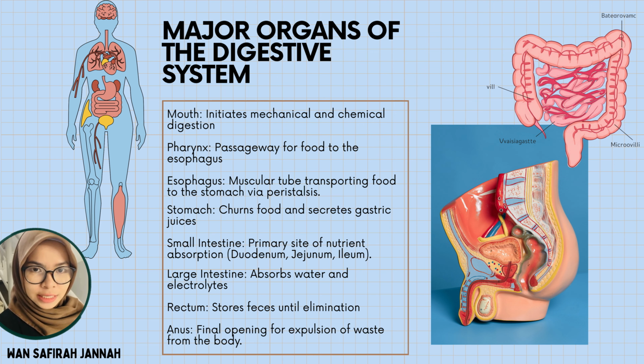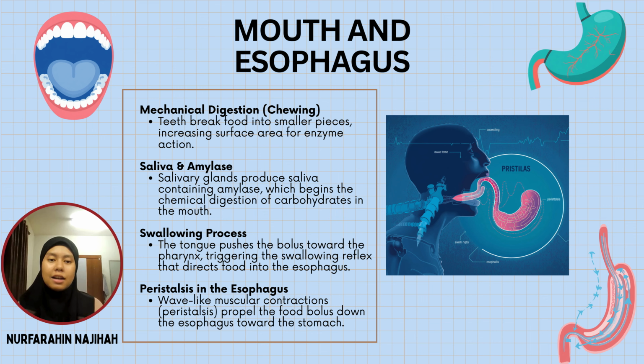The food then enters the small intestine, where most nutrients are absorbed into the bloodstream. After that, the large intestine absorbs water and electrolytes. The remaining waste is stored in the rectum before leaving the body through the anus. And all of these organs work together to digest food efficiently and provide nutrients for the body.